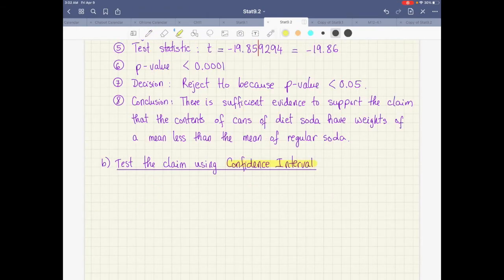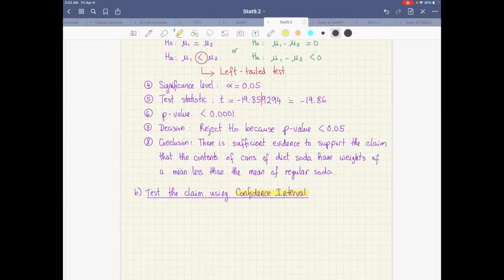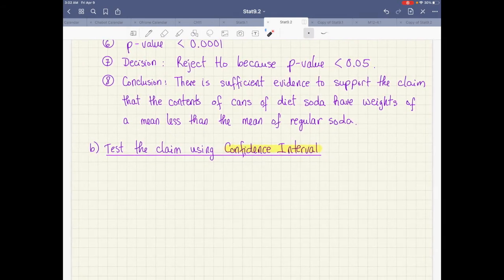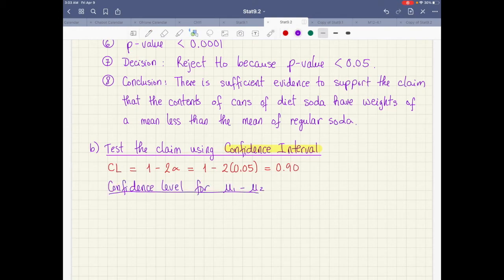B. Test the claim using confidence interval. First, I need my confidence level. I need to use the fact that this is a left-tail test and alpha is 0.05. For a left-tail test, my confidence level is 1 minus 2 alpha, which is 1 minus 2 times 0.05, which is 0.90. I will use StatCrunch to find the confidence interval for mu1 minus mu2.